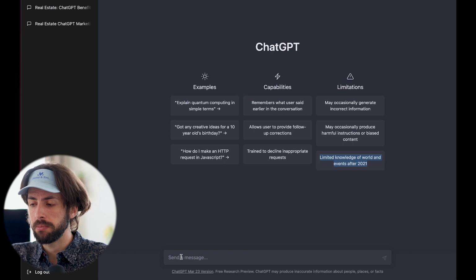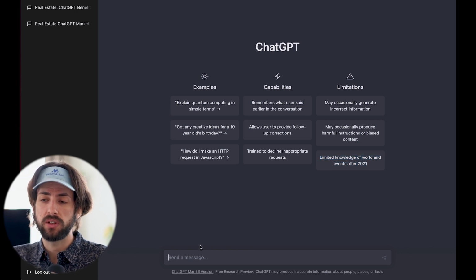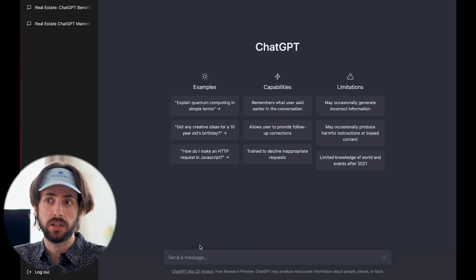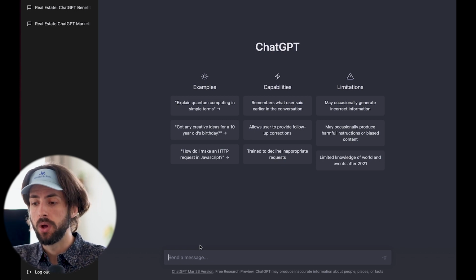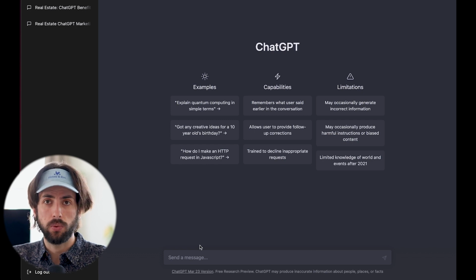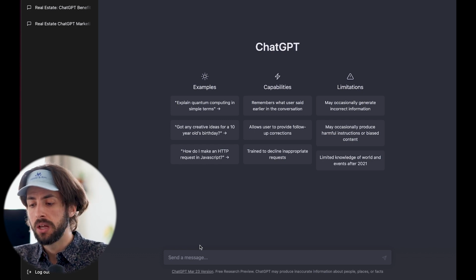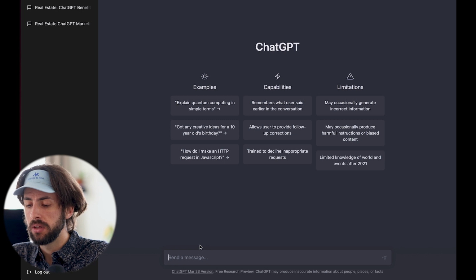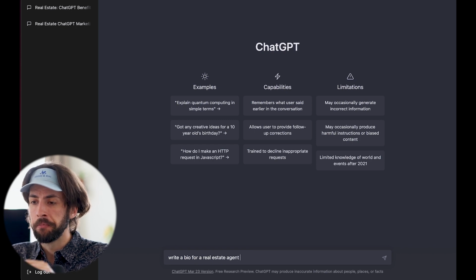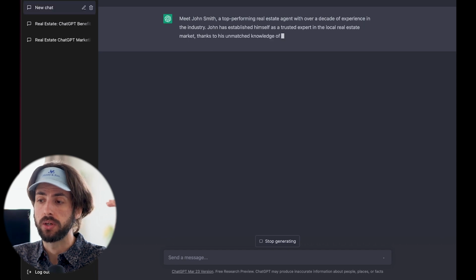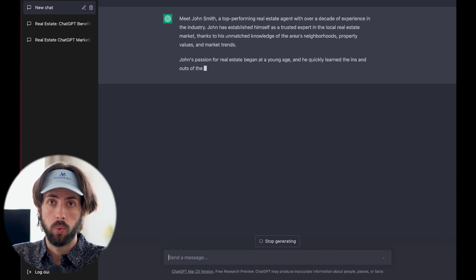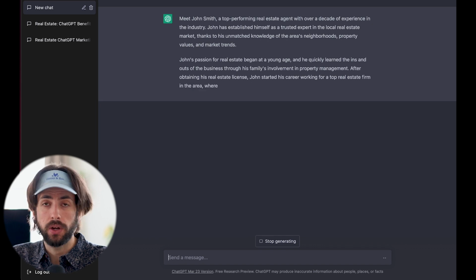But down here at the bottom, this is the chat bar. This is where you essentially start the conversation, which I think is a good way of putting it. You start the conversation with ChatGPT. So first things first, let's start with a very basic one, like I mentioned earlier. Let's say, write a bio for a real estate agent. Now, that is a very vague question, and I want you to see what it's going to do. You can see it's typing very quickly.